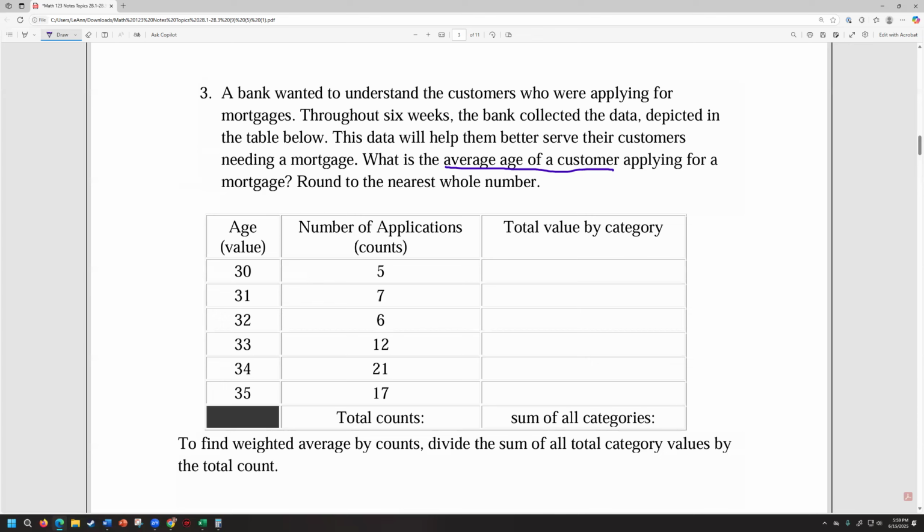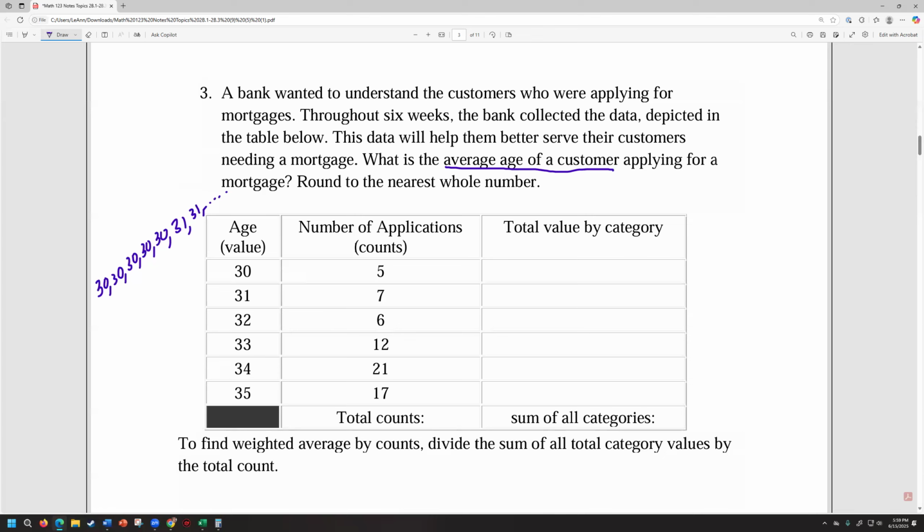So notice if I wanted to list this data out the long way, which I don't, this is what we call a frequency table. They're telling you that there were 5 people who came in who were 30 years old. So if you were to list out the data set, you'd have 30, 30, 30, 30, 30. There's 5 of them. Then we move to the next age, 31. There's 7 of them, and so on. So I would just keep listing out until I've met this number of applicants for each age.